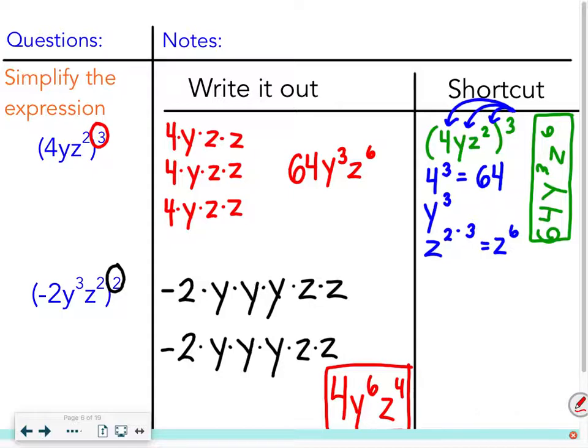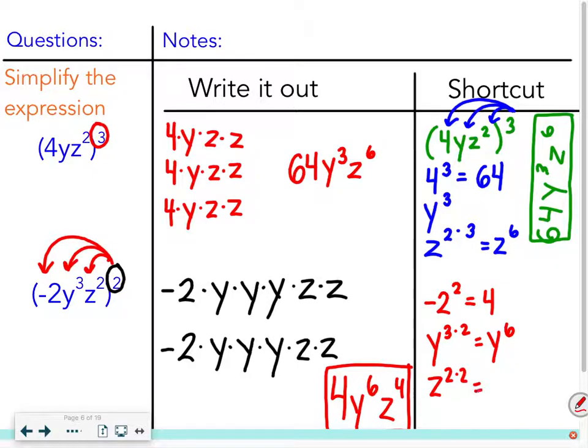Shortcut, we are distributing this negative 2 to everything in our problem. So negative 2 squared is 4. Negative 2 times negative 2 is a positive 4. Y to the 3 times 2 is y to the 6th. Z to the 2 times 2 is z to the 4th. So then my answer is the same, 4y to the 6th z to the 4th.